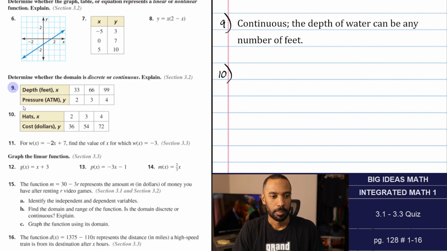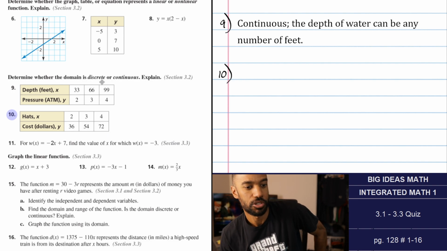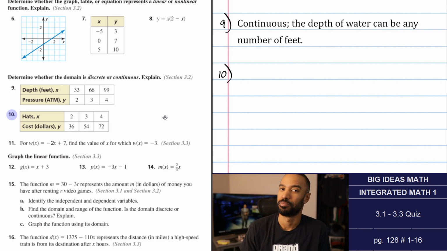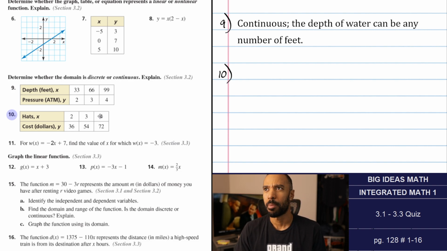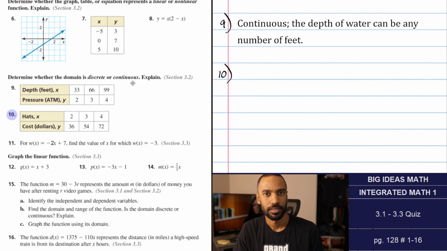Number 10. Number 10 says hats and cost in dollars. I buy 2 hats, I'm going to spend $36. 3 hats, $54. 4 hats, $72. First of all, it looks linear, but that's not the question. Is it continuous or discrete? Could I buy a fraction of a hat?